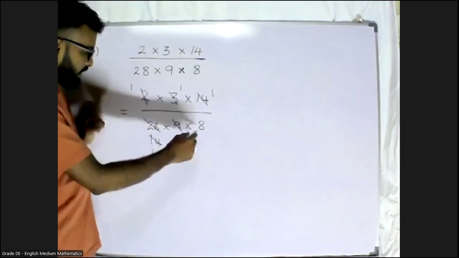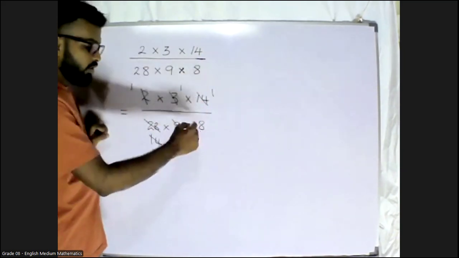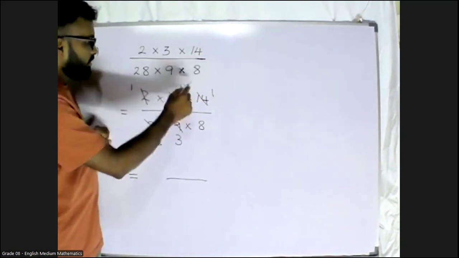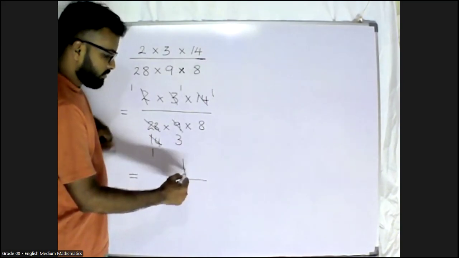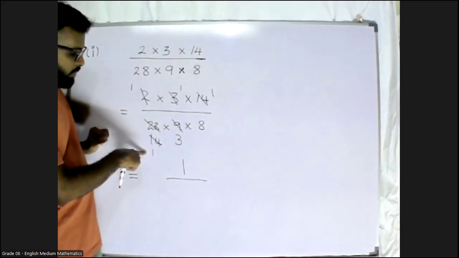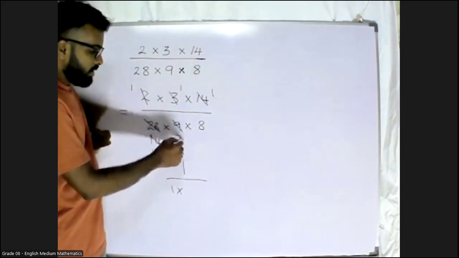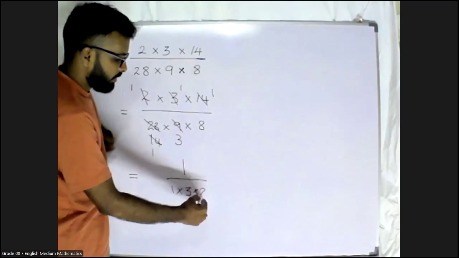So then what are the remaining numbers in the numerator and the denominator? In the numerator you have 1, 1, 1. 1 times 1 times 1, that is 1. In the denominator you have 1 times, here you have 3, 3 times 8.